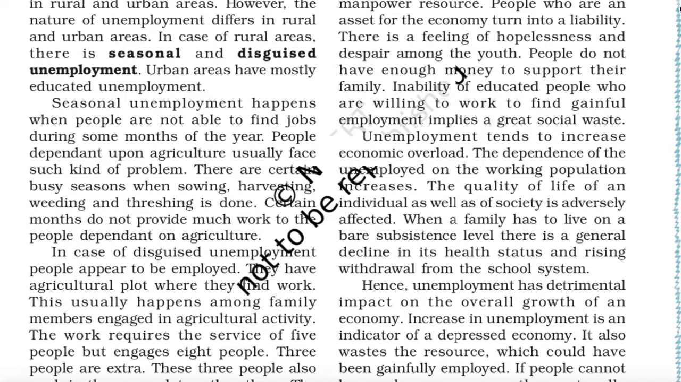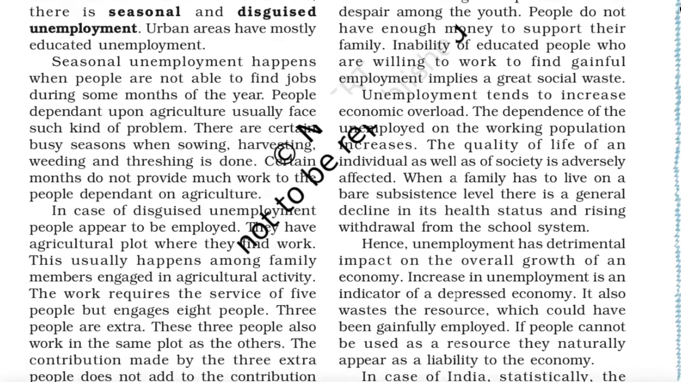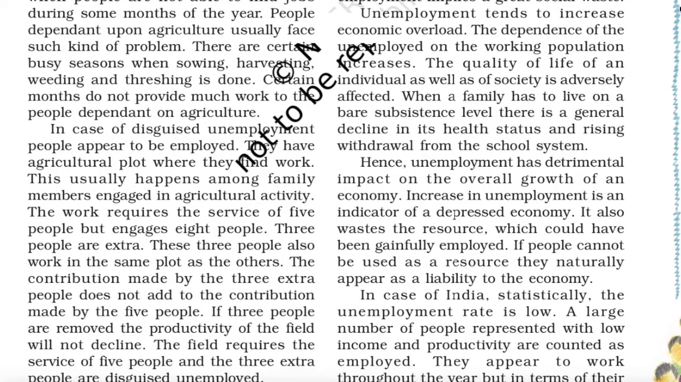In case of rural areas, there is a seasonal and disguised unemployment. Urban areas have mostly educated unemployment. Seasonal unemployment happens when people are not able to find jobs during some months of the year. People dependent upon agriculture usually face such kind of problem. There are certain busy seasons when sowing, harvesting, weeding and threshing is done. Certain months do not provide much work to the people dependent on agriculture.